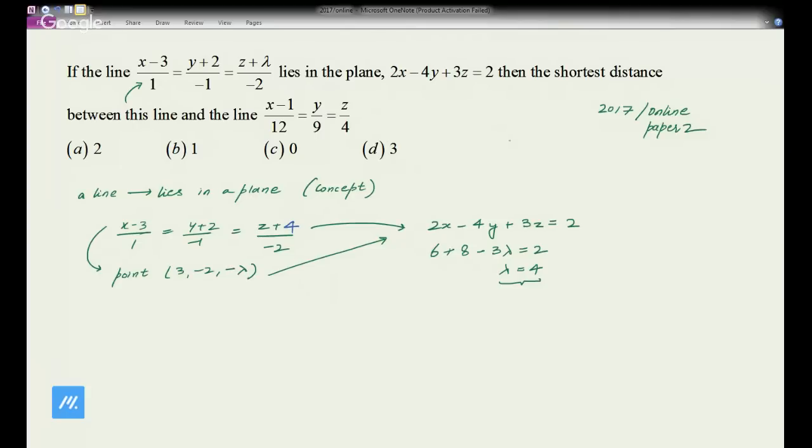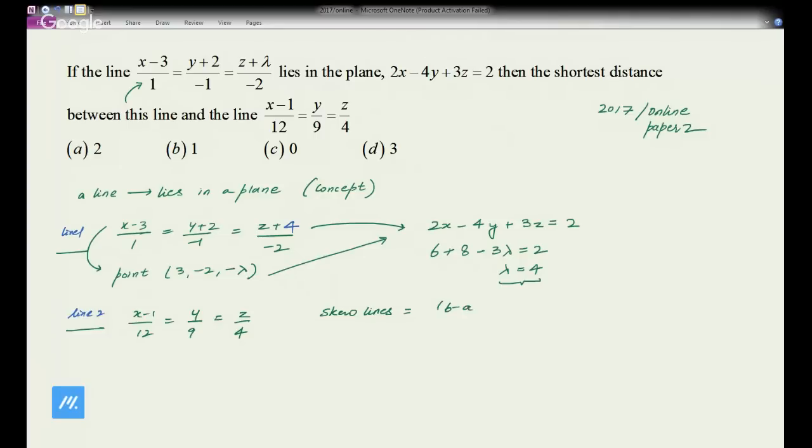Now you need to find the shortest distance between this line, which is line 1, and line 2, which is already given to you. I told you that it is a very famous concept in JEE Mains that they will ask about the distance between two lines. If this is line 1 and this is line 2, what is the distance between skew lines? What is the formula?